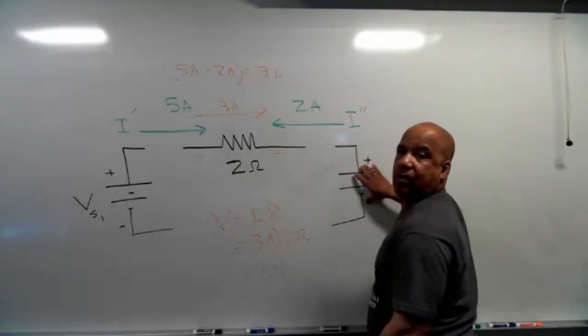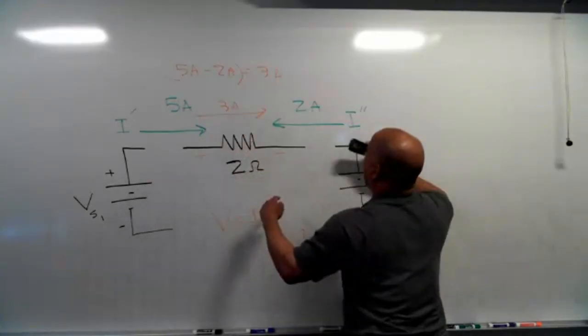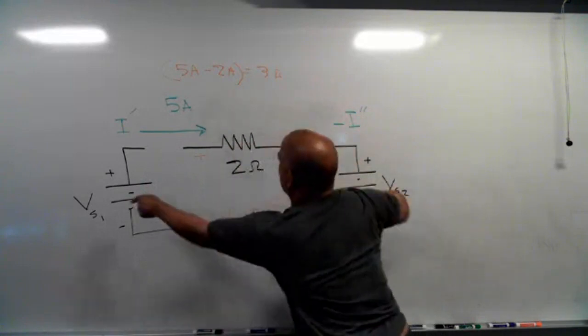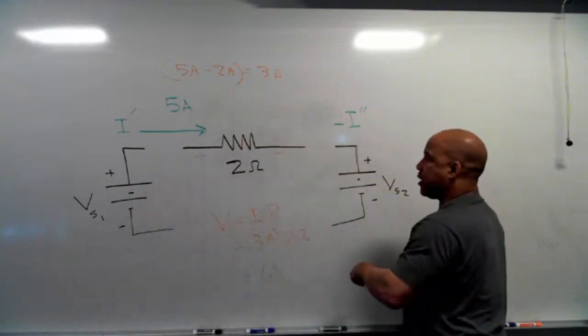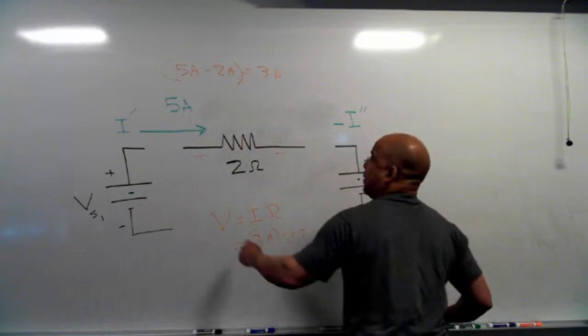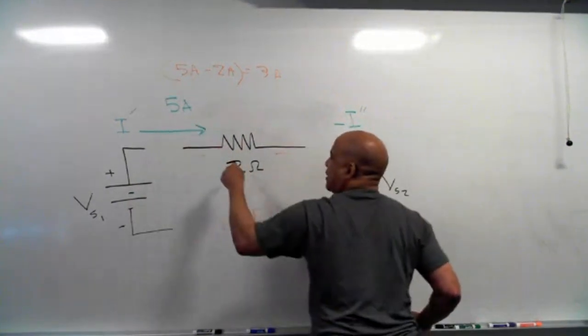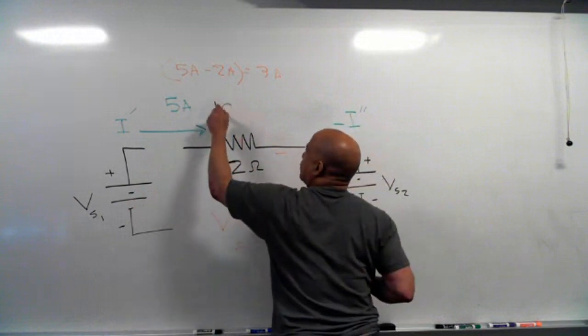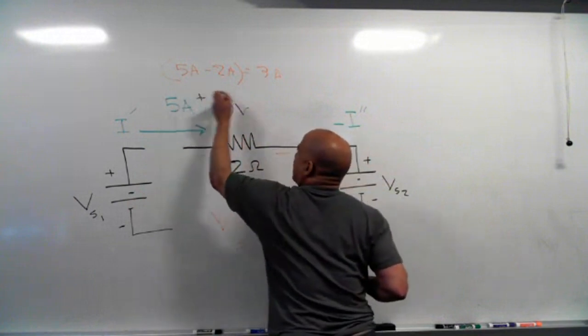So if I short this out, then it's just like this current is not here. That 5 amps would flow through the circuit this way, through that short. And then the voltage I would get would be 5 amps times 2 ohms. From this voltage source, I have a polarity of 10 volts, plus minus.